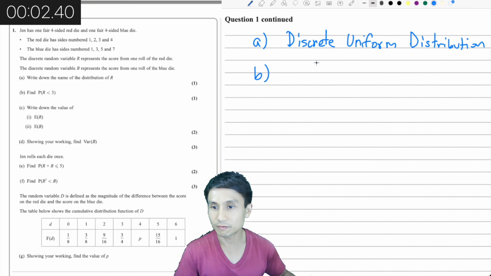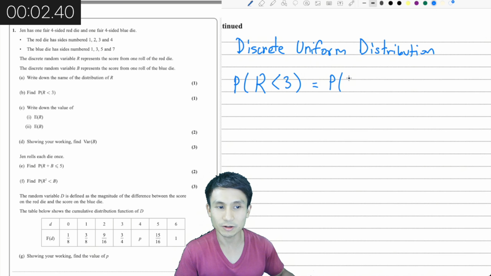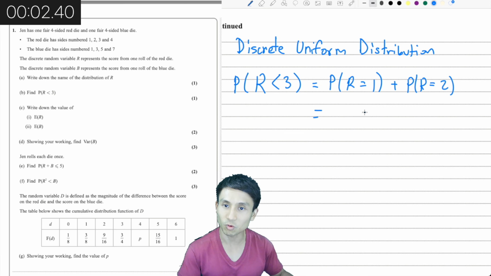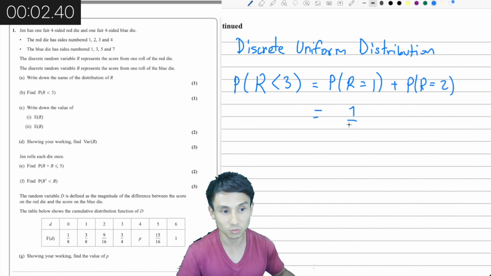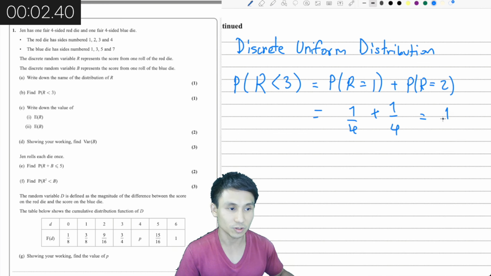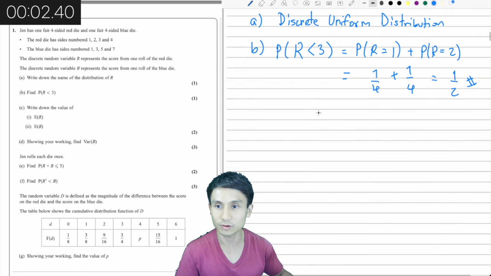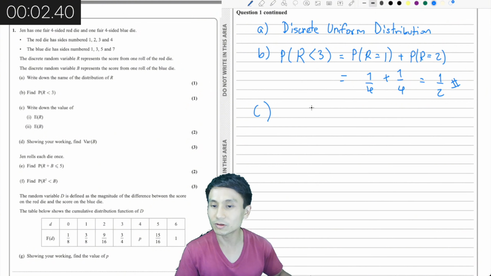And then find P(R less than 3). So we would have, this is R being red, so we have P of R equals 1 plus P of R equals 2. So just the 1 and the 2, less than 3. And that would be, because there are 4 possibilities, so one of each of them would be 1 over 4. So this is 1 over 4 plus 1 over 4. So that's 1 over 2, right? So that's not hard.